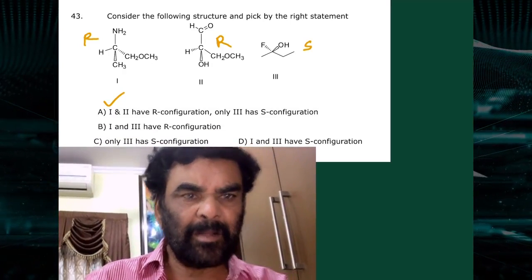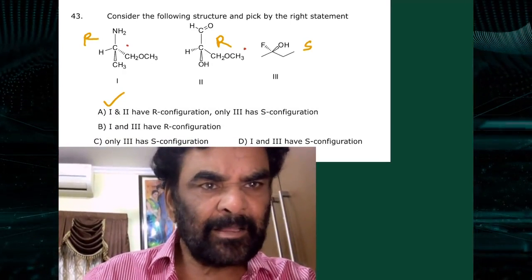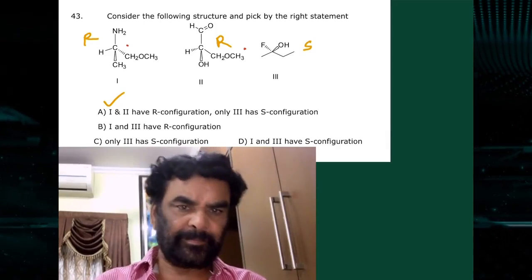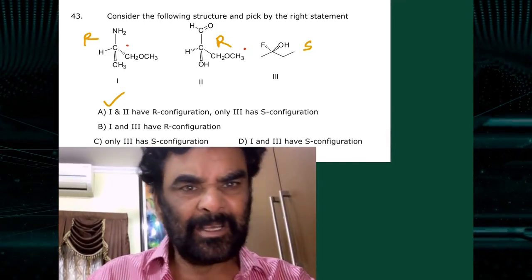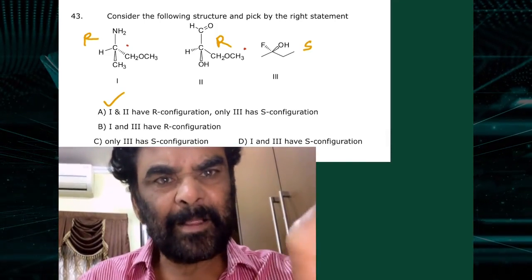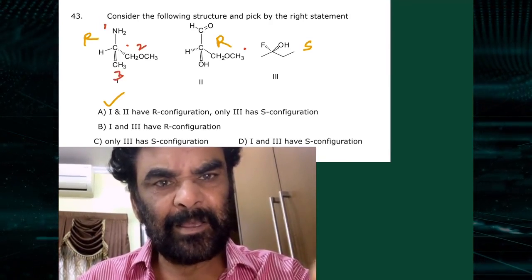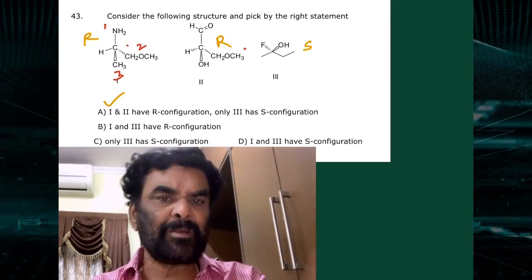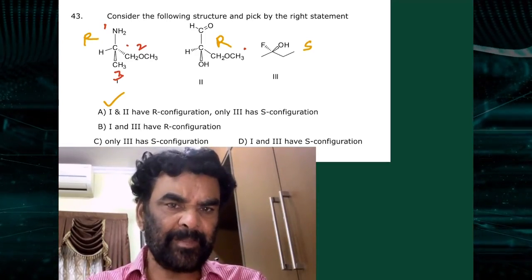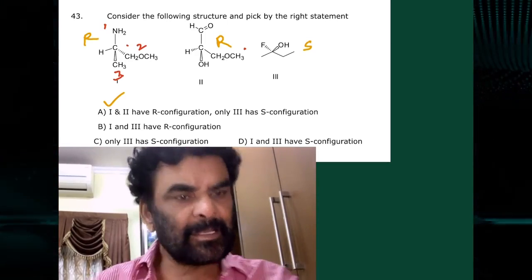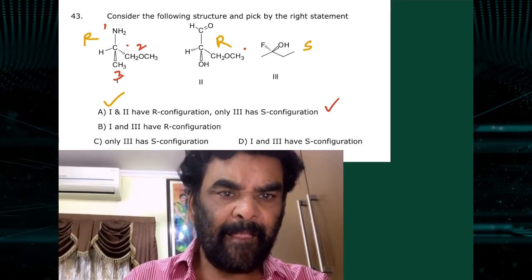Consider the following structures and pick the right statement. Determine the configuration. This is the first priority, this is second priority, this is third priority, this is least priority. Exchange and you get the same. 1, 2 are R configuration and 3 has the S configuration. Yes, this is correct. So 1, 2 have R configuration.